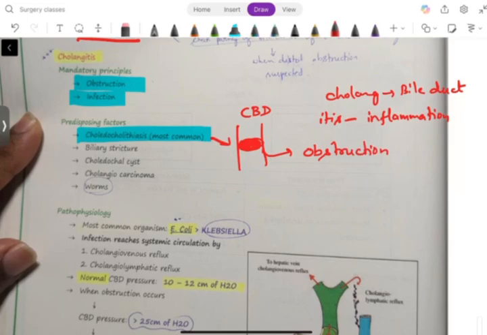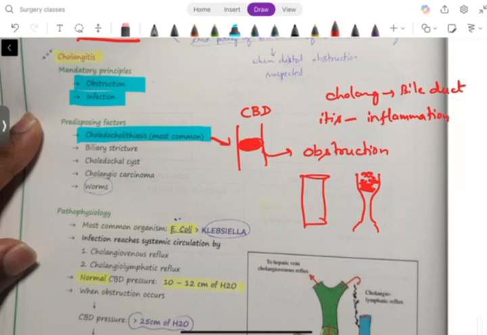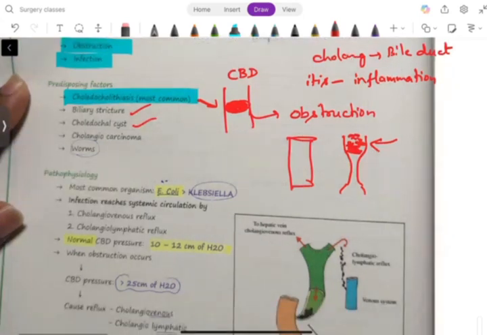Now other than that, biliary stricture. What does biliary stricture mean? Normally the bile duct will be like this. If there is a stricture, there will be narrowing of the bile duct. Because of this narrowing, there will be accumulation of bile, which will serve as a source of infection, and because of that cholangitis happens. Then choledochal cyst, we had discussed, that is abnormal dilatation of bile duct. Because of this, there will be accumulation of bile which will serve as a source of infection and hence lead to cholangitis.